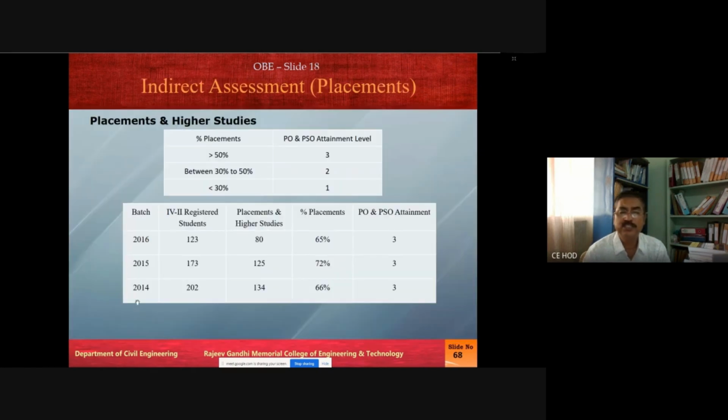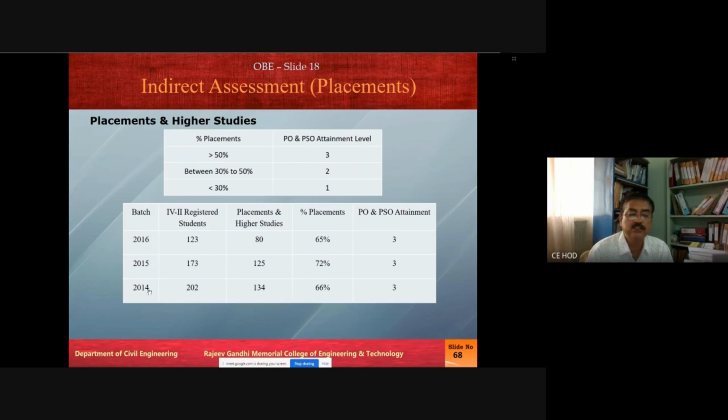Now, coming to indirect assessment, since we have done direct assessment. Indirect assessment has three things: placements, exit survey and alumni survey. Here I am showing the weightages I have taken for placements. Greater than 50% placement is given weightage 3, between 30 to 50% is 2, and less than 30% is 1.